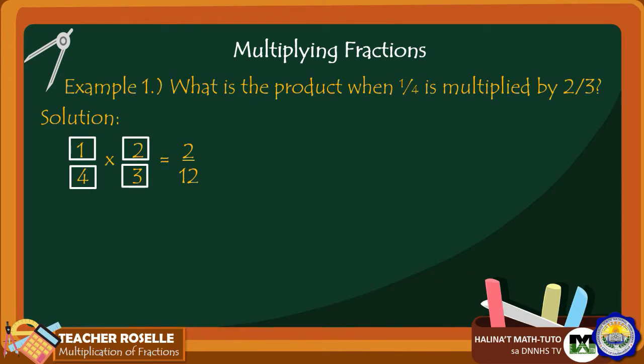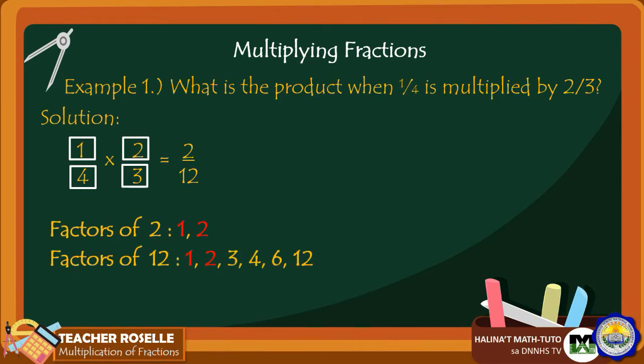Again, for us to get the simplest form of 2 over 12, we need to get the greatest common factor or GCF of 2 and 12. We list down the factors of 2, which are 1 and 2, and the factors of 12 such as 1, 2, 3, 4, 6, and 12. The greatest common factor of 2 and 12 is 2. Going back to our product, a while ago, divide the numerator 2 by the GCF 2. 2 divided by 2 is 1. Divide also the denominator 12 by the GCF 2. 12 divided by 2 is 6. Therefore, the final answer is 1/6.